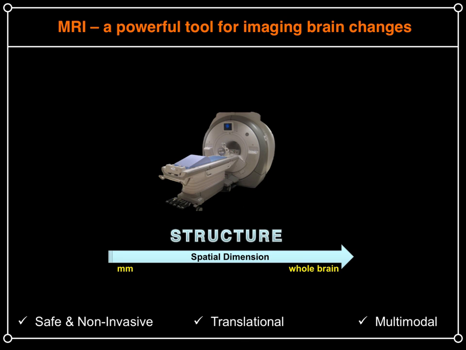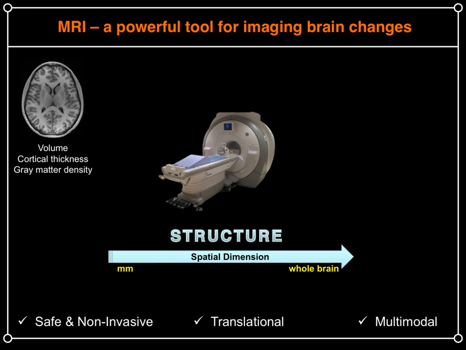What I mean by the multimodal part is that it's the same device, but you can sensitize the device to look at different tissue properties. So what I'm showing you here is a T1 weighted image, which gives you very nice gray matter, white matter, and CSF contrast. So there's white matter, gray matter, and the CSF is black. With these images, you can then compute things like the volume of a given portion of the cortex. You can look at cortical thickness, gray matter volume, gray matter density, and so on.